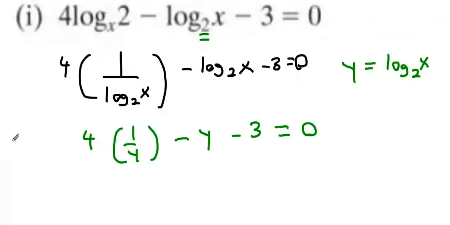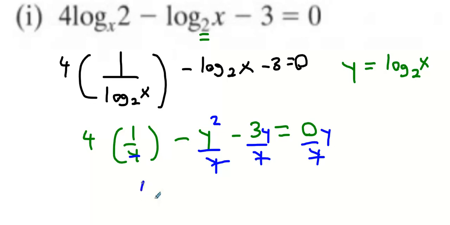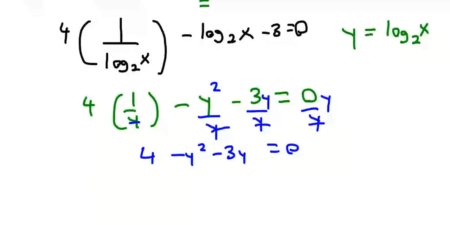Common denominator? So what do you reckon? Y squared then? Okay, and then 0y is still just 0, yeah? Yeah, gone. And what do we get? 4 minus y squared minus 3y equals 0. Okay, then after that, lads, multiply both.